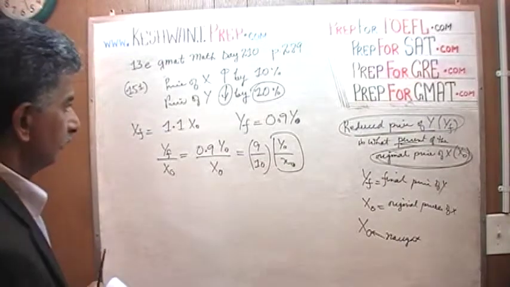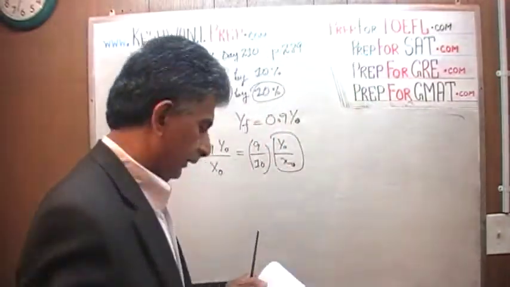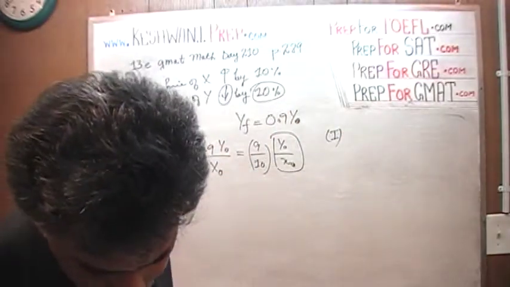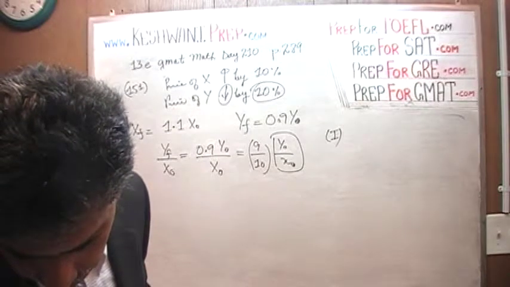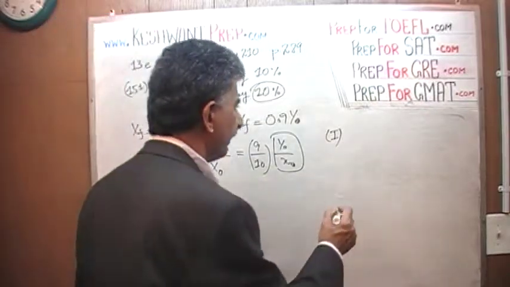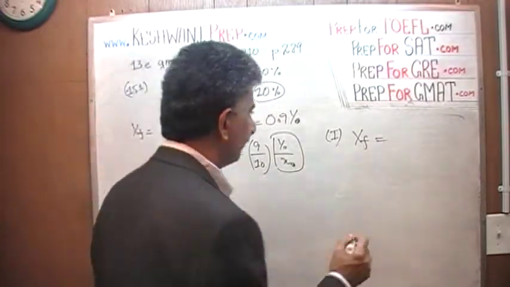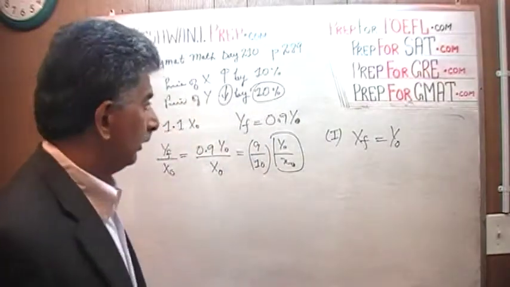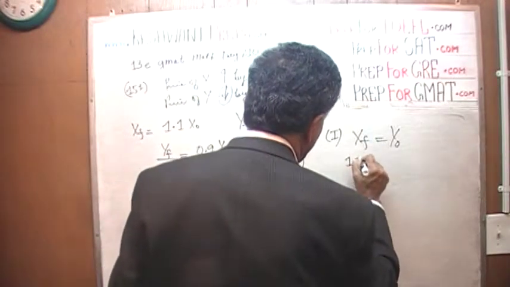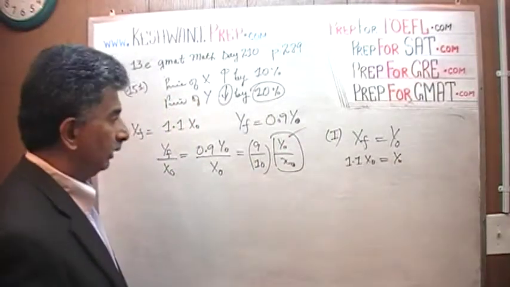In the first statement they tell us that the increased price of X was equal to the original price of Y. The increased price of X, X subscript F, we are told was the same as the original price of Y. I think that should do the job, because we know that the final or increased price of X is simply 1.1 X naught, and we are told that is equal to Y naught. We are interested in Y naught over X naught. That's it, we are done.